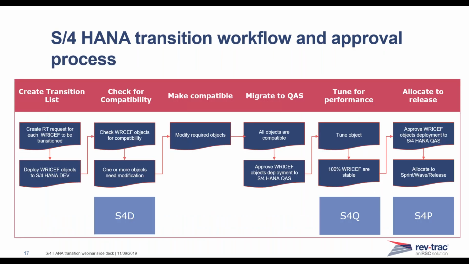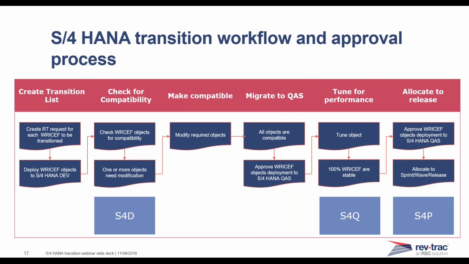So here is a flow of taking a RICEF from the very beginning right the way through to the end of the process. Within Rev-Trac, we'll create a number of status steps that a transition change needs to go through. For simplicity, a Rev-Trac request will be completed for each RICEF. We will call that a group of changes or a unit of work, and we then need to find a way to check those objects for compatibility.